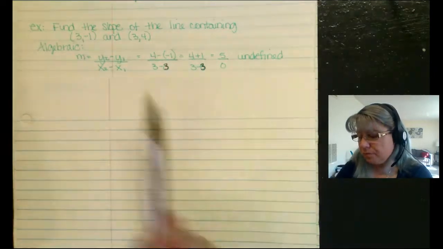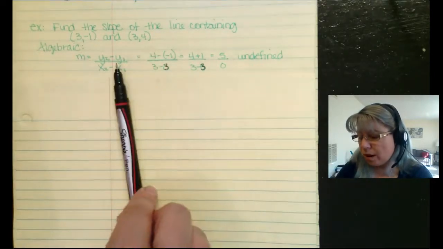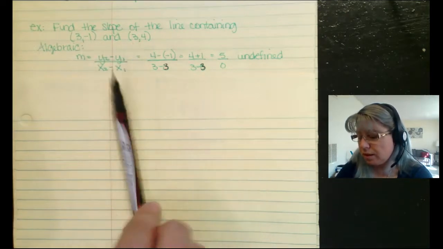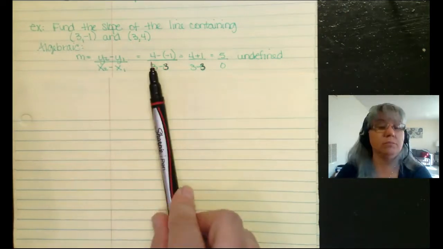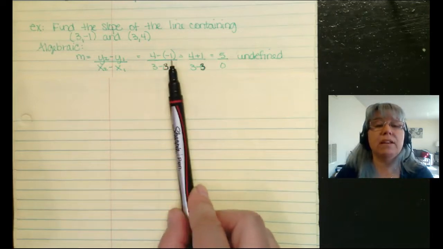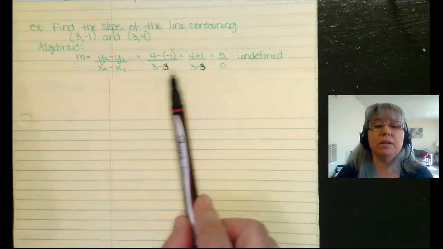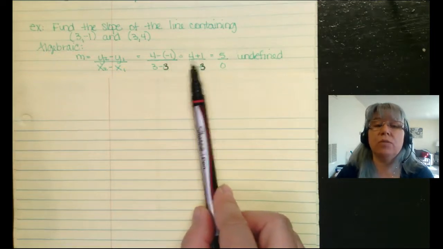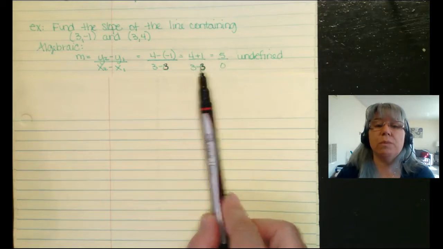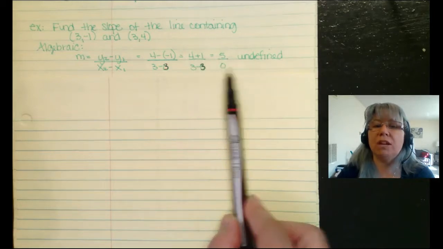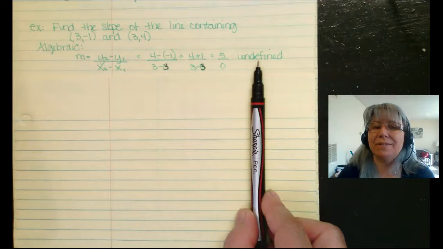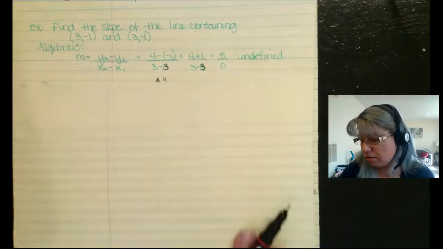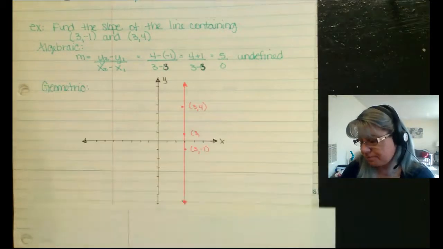All right, y2 is 4, y1 is -1. x2 is 3, x1 is 3. So it's going to be y minus -1 all over 3 minus 3. y minus -1 is 4 plus 1, and 4 plus 1 is 5. 3 minus 3 is 0. 0 is in the denominator, therefore it's undefined. Maybe that didn't give us enough information that we need, but let's check it out geometrically.